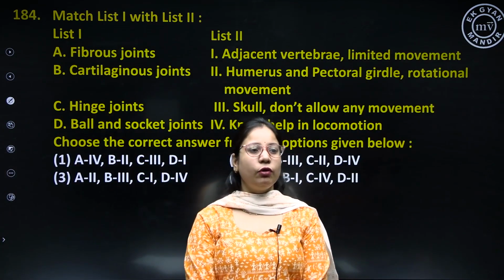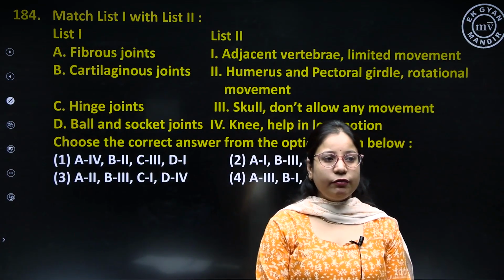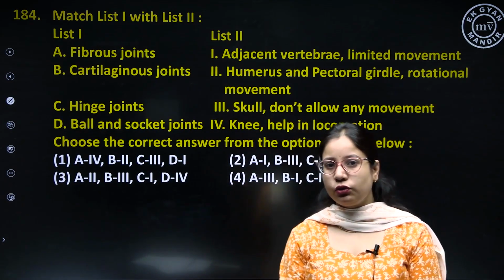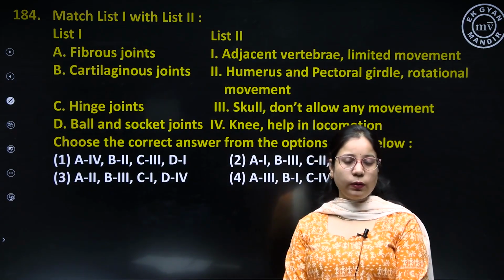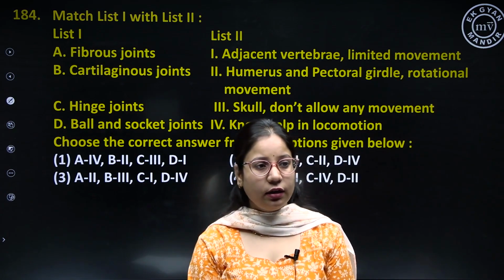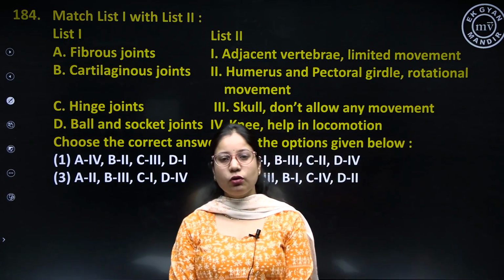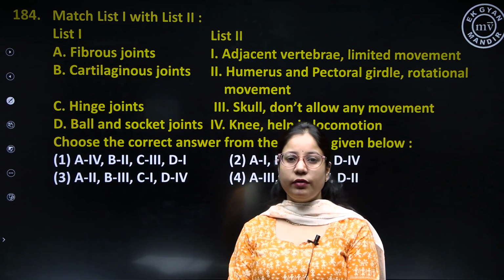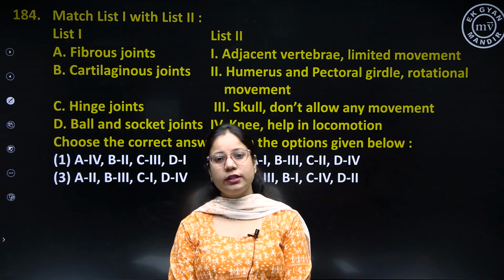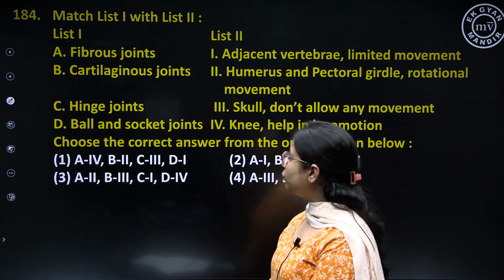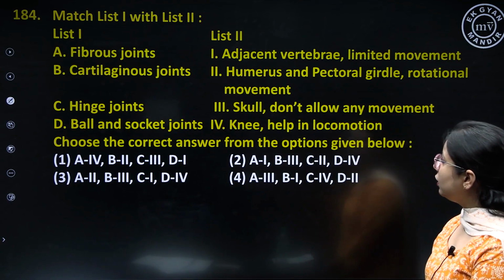Question 184. Again, we have to match the list 1 with list 2. If you can see in list 1, we have a group of joints given, and that is all the types of joints have been given, that is fibrous, cartilaginous and synovial joint. We have to match them with their correct match in list 2.